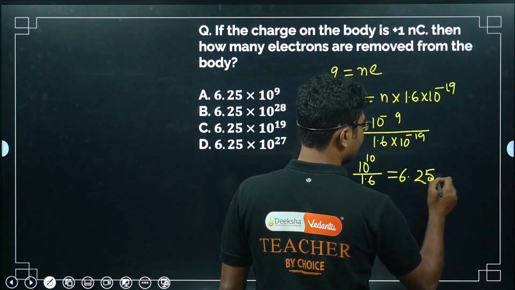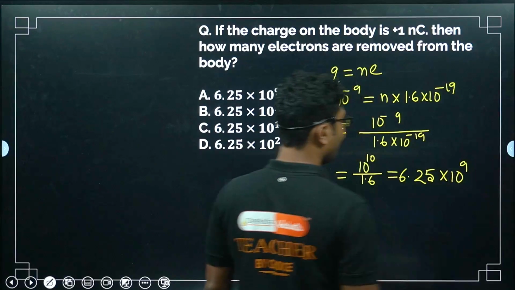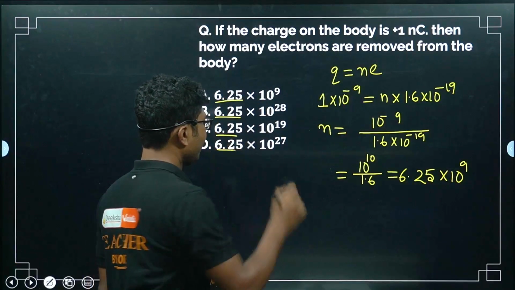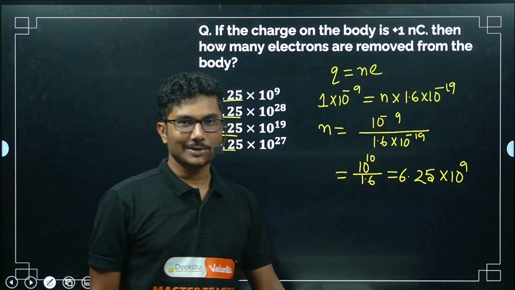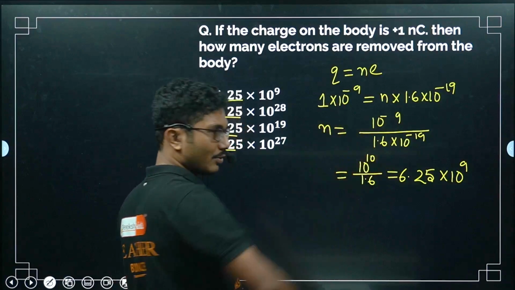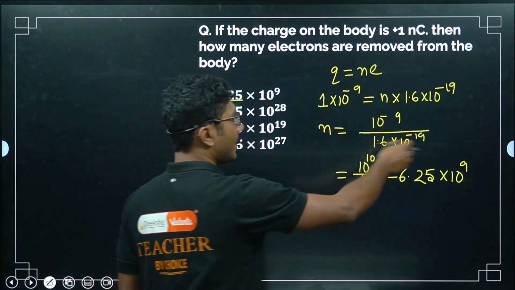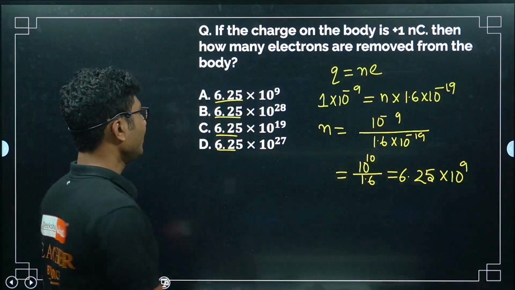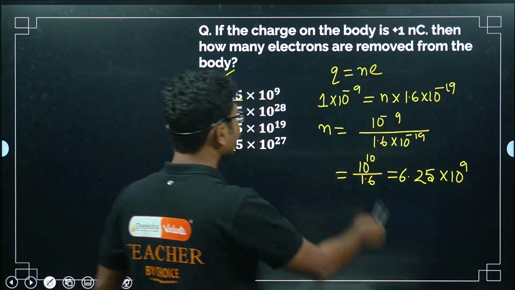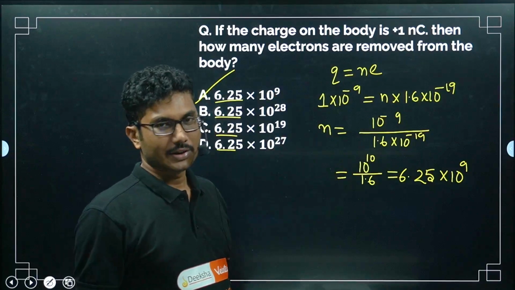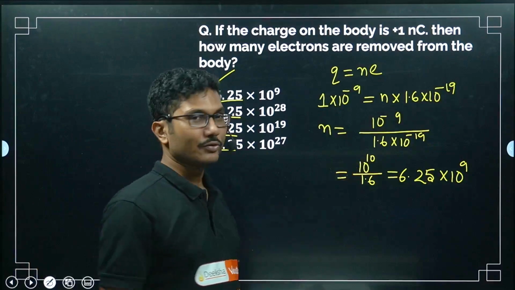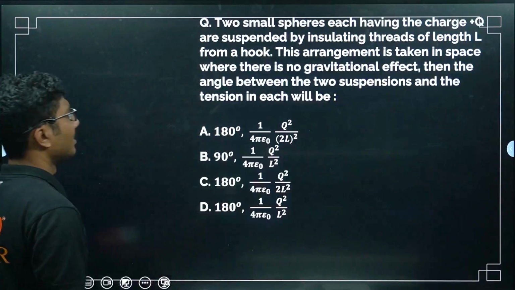So it will be 6.25. I don't know the exact calculation, but I know it will be this. Why? Because all the options are 6.25, right? So 1 by 1.6 must be 6.25, but I know 10 to the power of 10 was here. So I have to take 1 ten out, and the rest of the 9 tens will still be there. So the correct answer is this. Even after reaching this point, you can check which one is the closest power of 10. The closest is 10 to the power of 9, so that will be the answer.